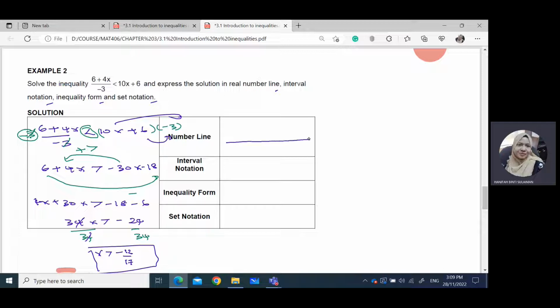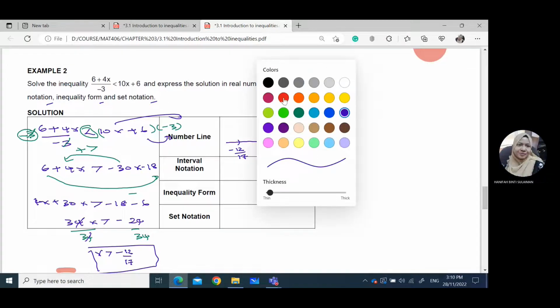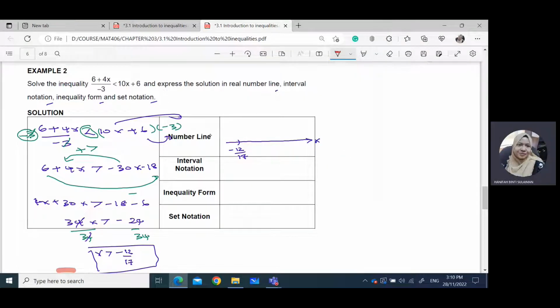So this is a number line. So this is the values of x. So let's say this is a negative 12 over 17. So the number line will be from here, negative 12 over 17, and it goes to positive infinity. So this one is about x is greater than negative 12 over 17.